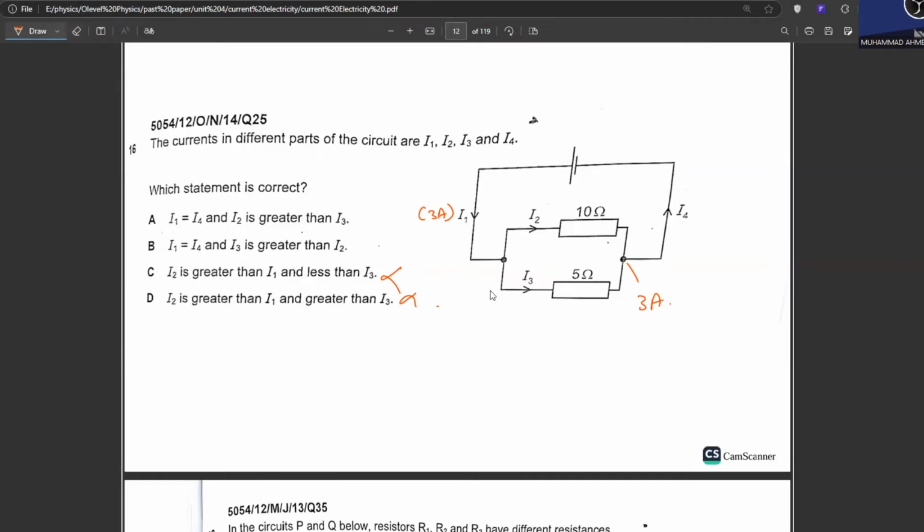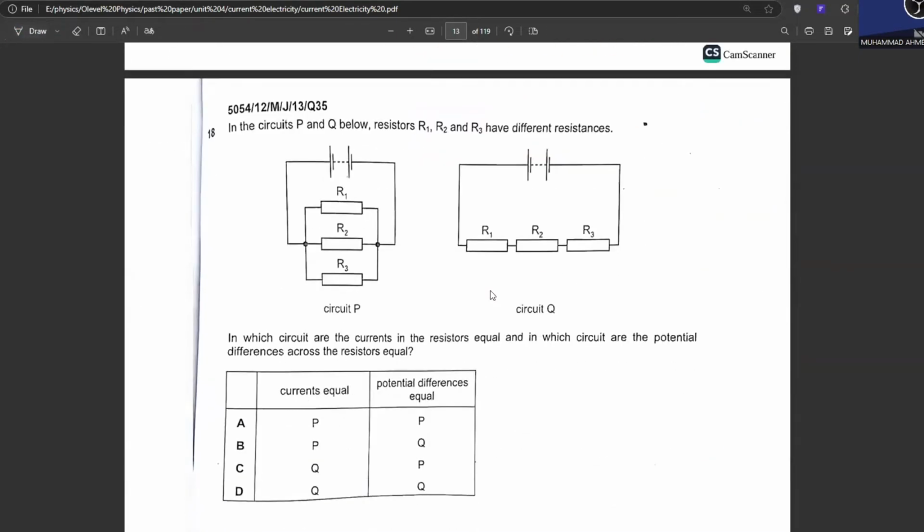this branch I2 has a greater resistance. What have we studied? Resistance is inversely proportional to current. So I2 will probably receive a lower current, let's say 1 ampere. And I3 will be a greater current because it has a lower resistance. A lower resistance will receive a greater current. A greater resistance will receive a lower current. So I3 must be greater than I2. B is your answer. Simple as that.